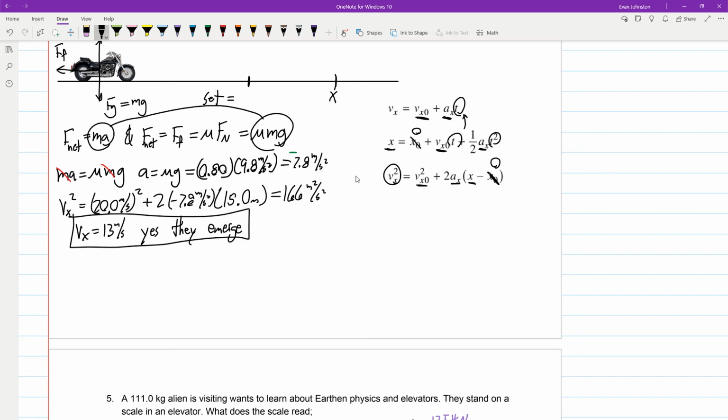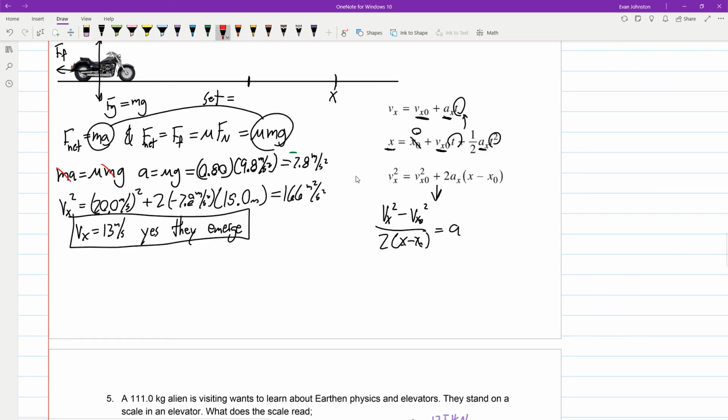What we could do is use this third equation again, knowing that if we want it to stop, the final velocity is 0. And we know the starting velocity and it's going to travel the 15 meters. So how much would it need to be slowing down to actually stop? We could have gone through and compared that. If I rewrite this equation, I would have the final velocity squared minus the initial velocity squared, divided by 2 times x minus x naught, equal to a.